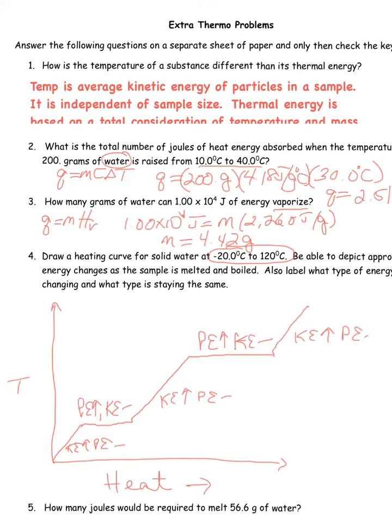Again, just another really important thing to remember is that the melting flat portion is going to be smaller than the boiling flat portion because it takes a lot more energy to boil than it does to melt.